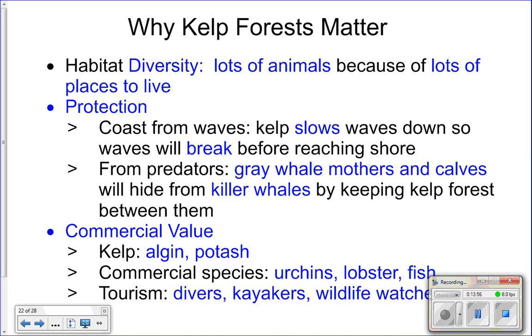Kelp forests are also valuable because of tourism. It's really fun to go and kayak on a kelp forest because you can see lots of things, like harbor seals and sea otters and stuff like that. So I highly recommend it. It's pretty fun. Also, diving's pretty cool too because again, there's a lot of things to see. So do it. It's cool.